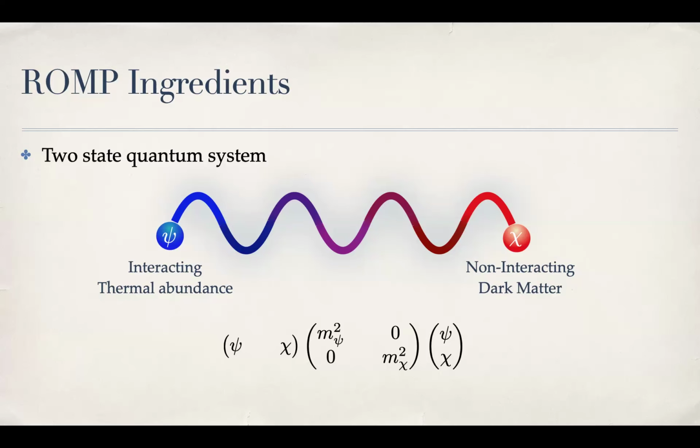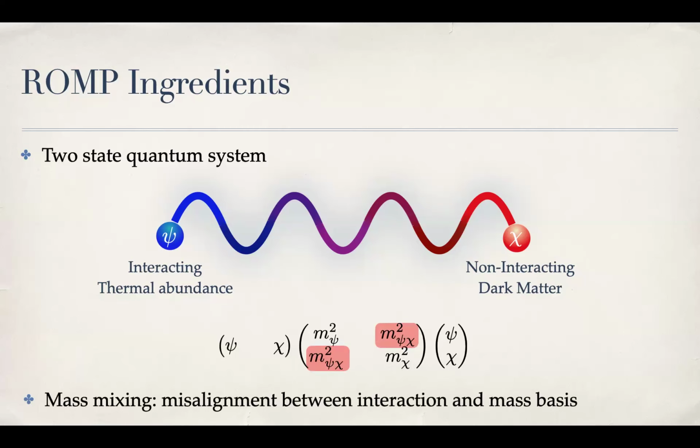I'd have just two independently evolving states, psi and chi. The magic happens when this mass matrix, or effectively this Hamiltonian, has some off-diagonal elements. In this case, now you have some misalignment between your interaction and your mass basis. This is not the mass basis anymore.